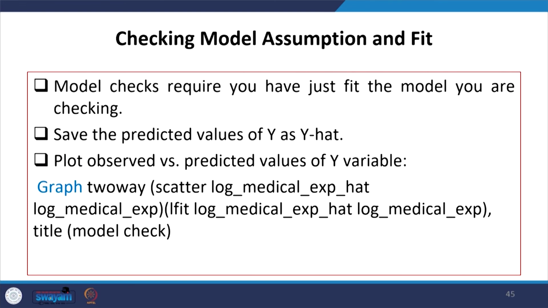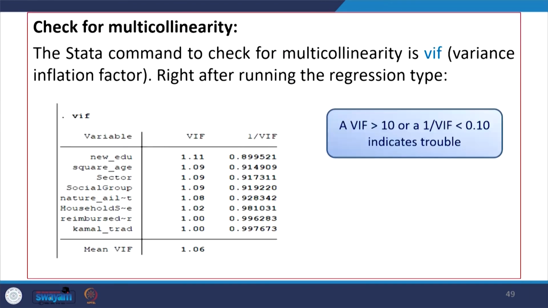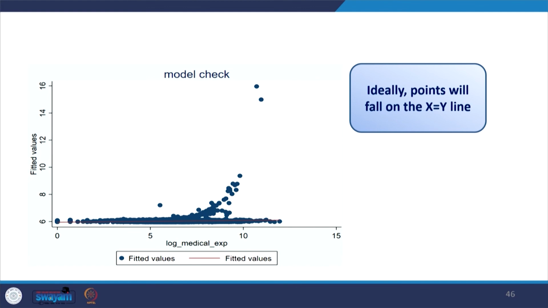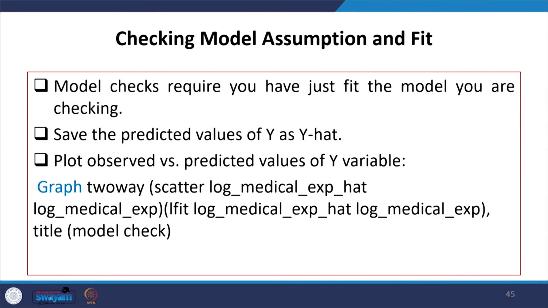Okay. Checking model assumptions and fit, how clearly these are going to show. I think we can do it shortly, but I am not going to explain these things in detail. I am just explaining the overview of it. Okay.